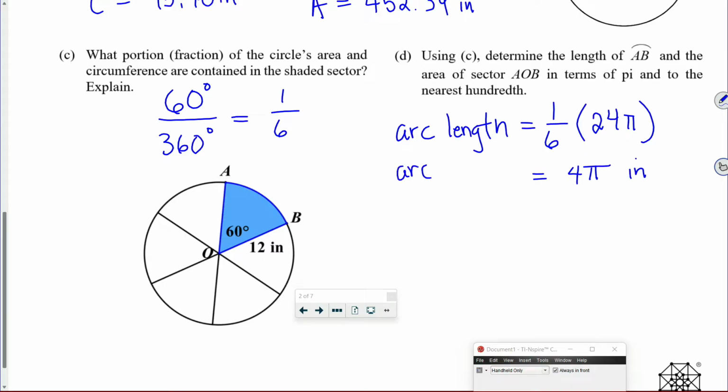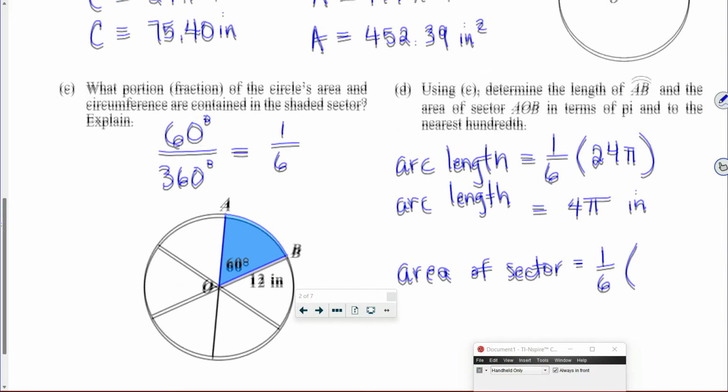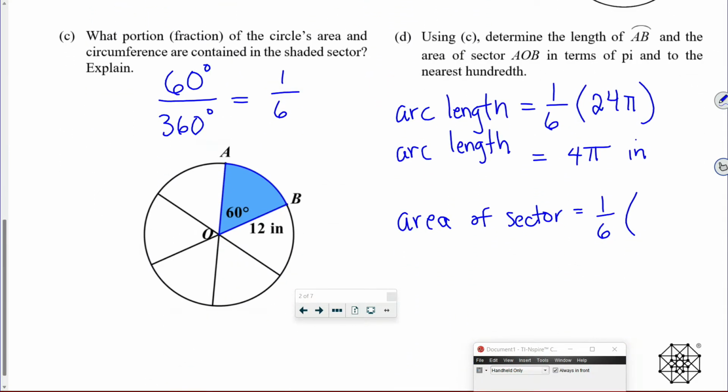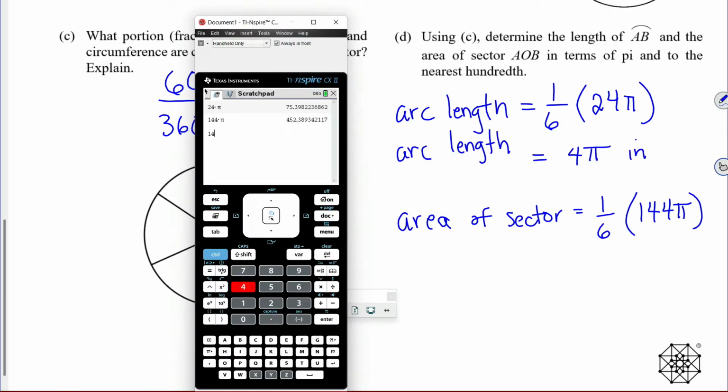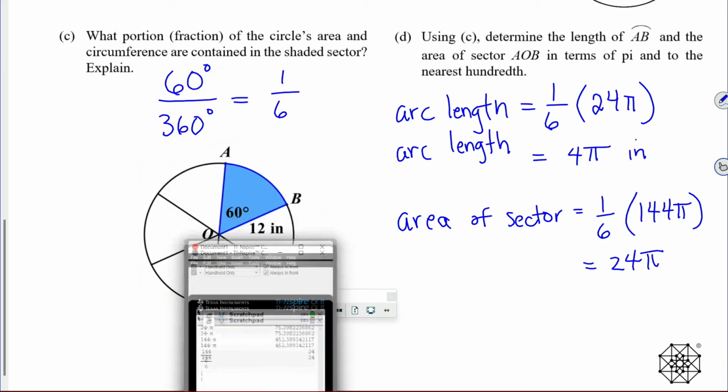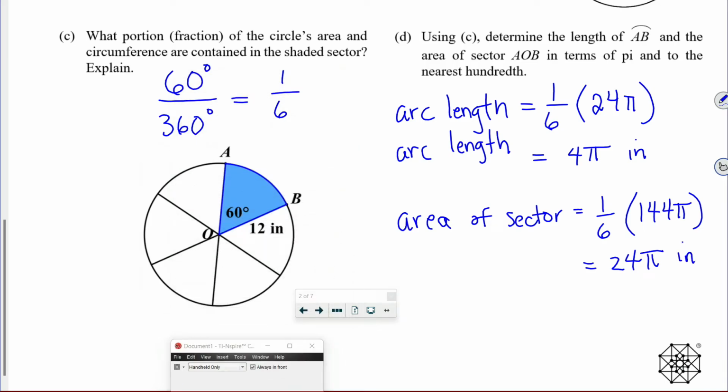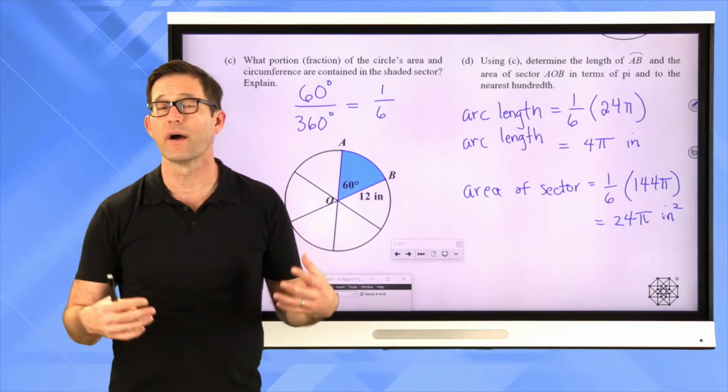We'll figure out what that is in terms of the nearest hundredth in just a second, but let's get the area of the sector. It is going to be 1/6 of the entire area. The entire area was 144 pi. Here I might have to do a little bit more work, and I'll just do 144 divided by 6, and that's 24. So that's 24 pi, and that will be square inches. Again, we'll get the decimals in a second, but I just want to summarize here.